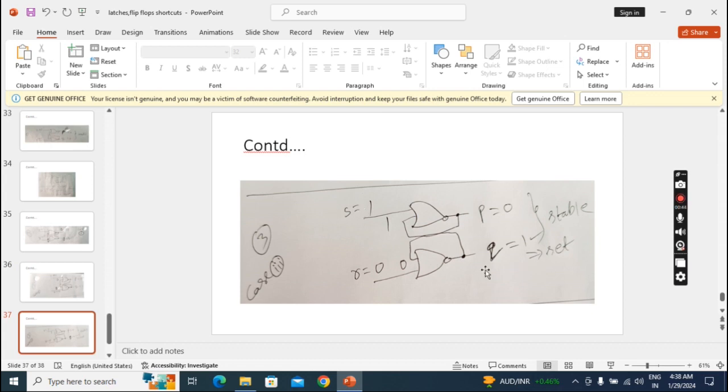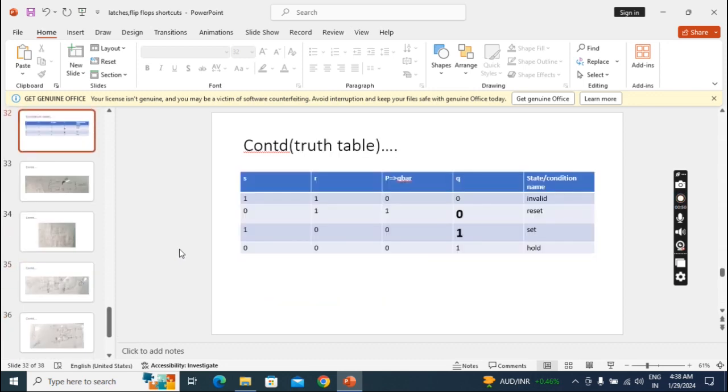So I will take this as the final output for condition 3. So when S equal to 1, Q is 1. It means 1 is stored. It is called set.